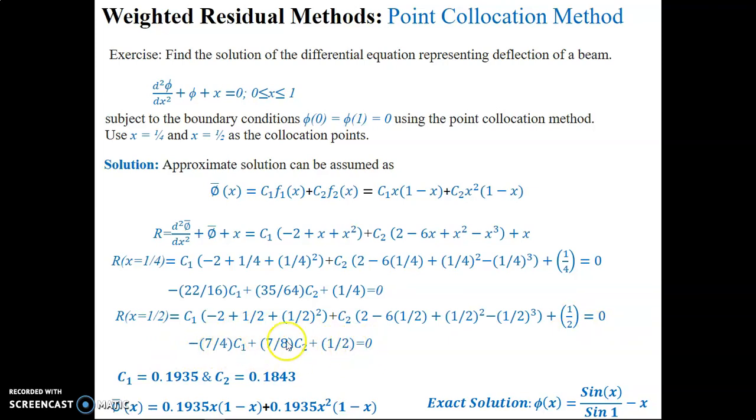Now we will simultaneously solve these two linear equations and get the values of C1 and C2. Once we get C1 and C2, we will put these values into the approximated solution and we will obtain the approximated solution. The exact solution of this partial differential equation can be obtained directly by integrating this equation using this boundary condition. So the exact solution is a function of sin x minus x, and the approximated solution will be like this.